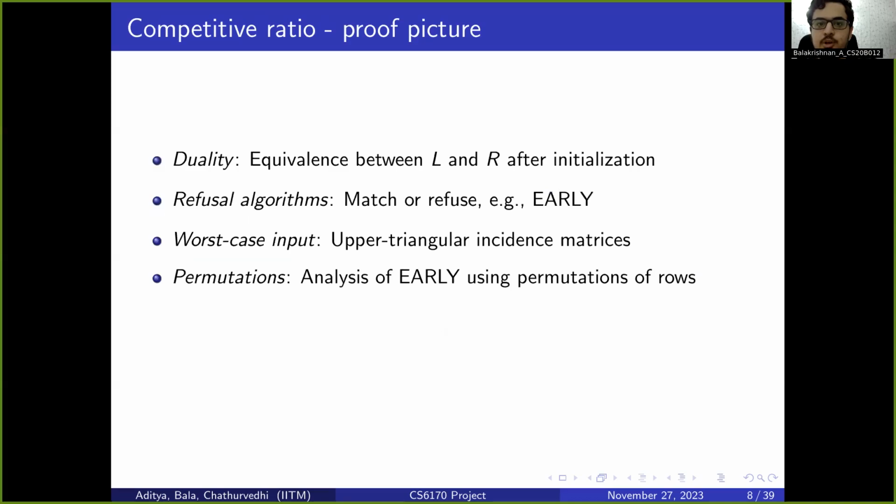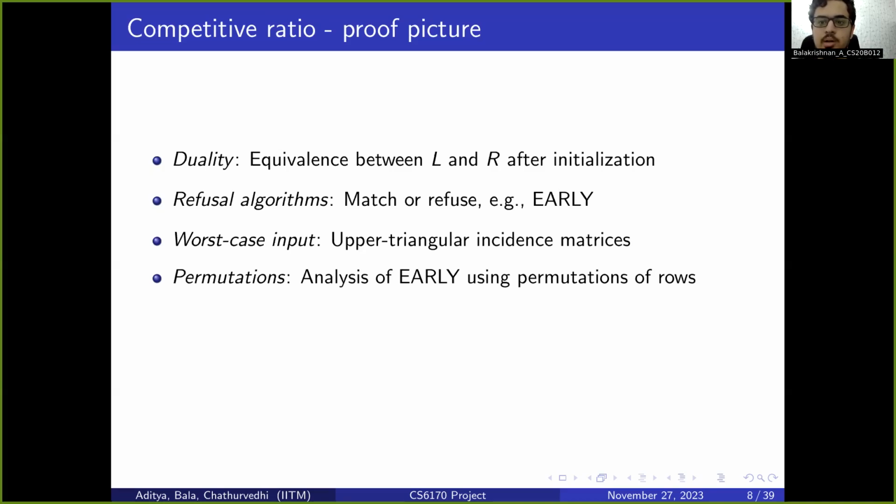The proof sketch for the competitive ratio is as follows. The dual problem is established by showing an equivalence between L and R, which are both ordered after the initialization phase. So it does not matter if the vertices of L come online or if the vertices of R arrive online. Refusal algorithms are defined, which either match the incoming vertex to the highest ranked vertex or refuse to do so at all.